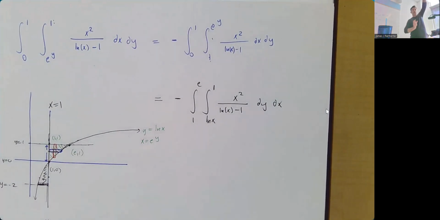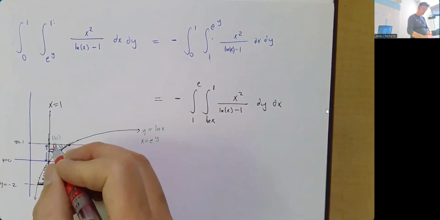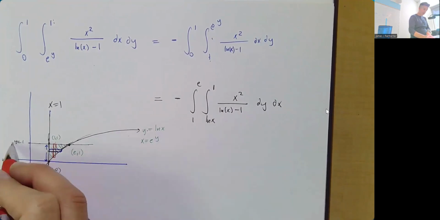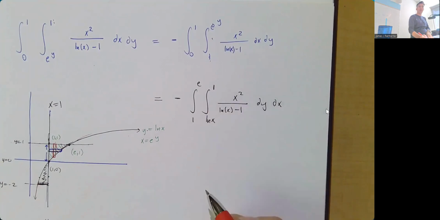When it's a vertical rectangle, which is what we do if we want to change the order, so we change the orientation of a rectangle, I'm looking at a vertical rectangle, I go from bottom to top. The bottom of the rectangle is touching the function y equals natural log of x. The top of the rectangle is touching the function y equals 1.